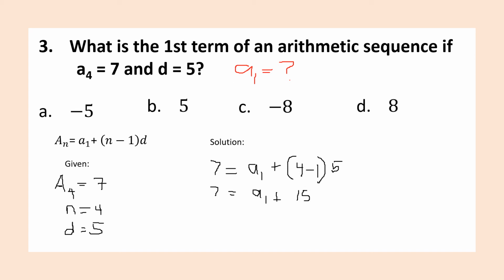Okay, and then, para masolve natin yung a sub 1, kailangan nating matanggal yung 15 dito sa right side ng equation, ng equal sign. So, using addition property of equality, we're going to add both sides by negative 15. Okay, para makaside out natin to. Dito rin sa left side, magdadagdag tayo ng negative 15. So, that will become, okay, cancel this out. So, 7 plus negative 15 is negative 8 is equal to, okay, bring down a sub 1. So, therefore, our first term is negative 8.